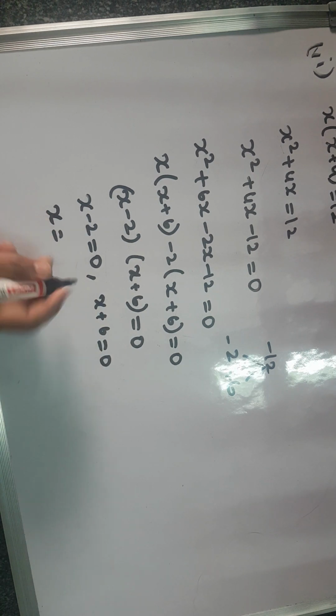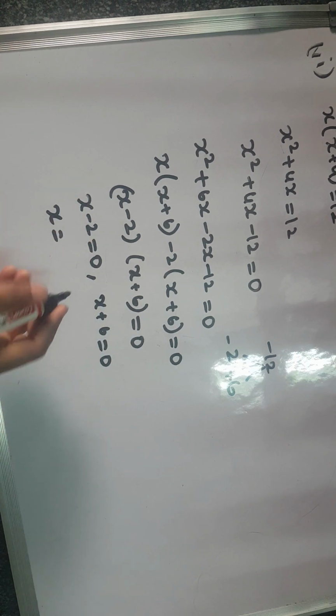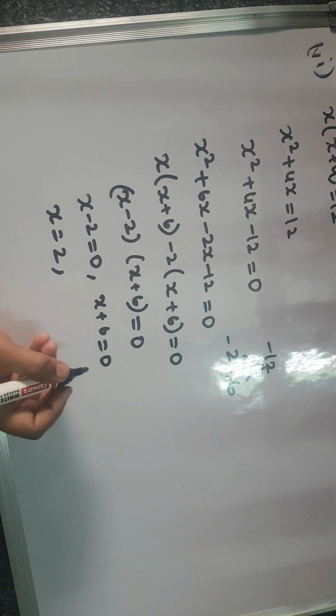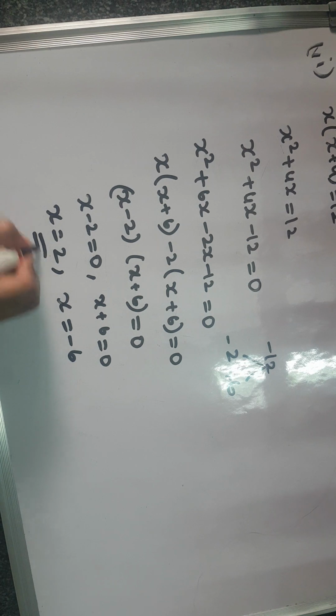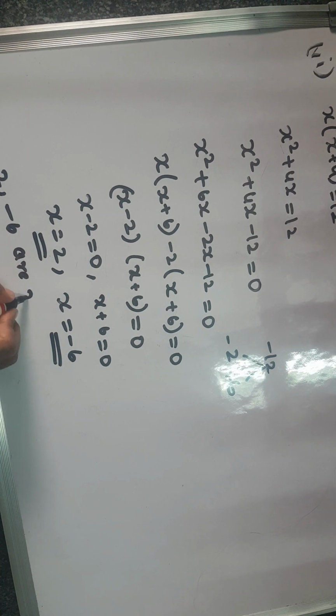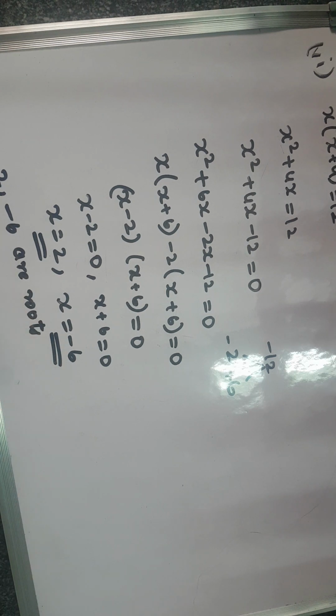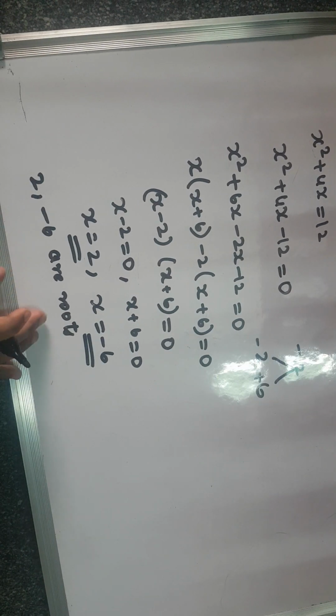So x equals minus 2; when it goes to the RHS it becomes plus 2. And in x plus 6, when 6 goes to the RHS it becomes minus 6, so x equals minus 6. These are the required roots: 2 comma minus 6 are the roots of this equation. Now let us continue with the 7th problem.